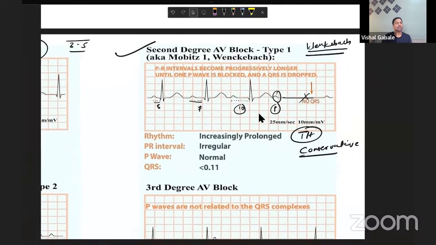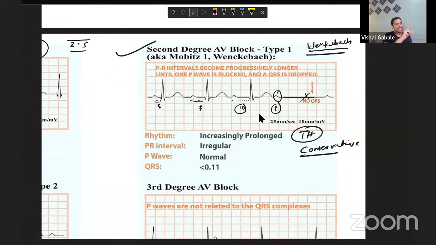Okay, so this is about Mobitz type 1, where there is a gradual prolongation. Got it? So that is your Mobitz type 1 in second degree.